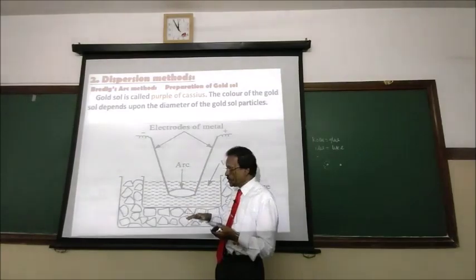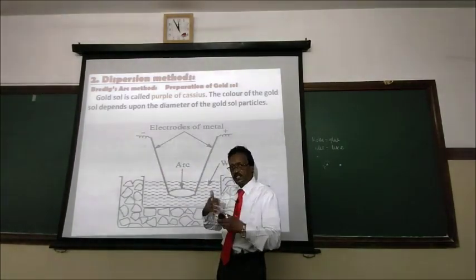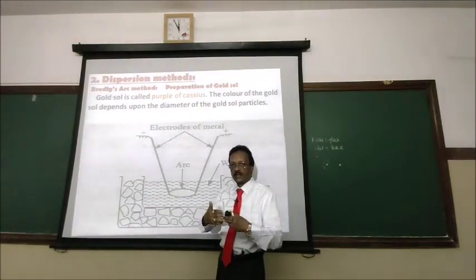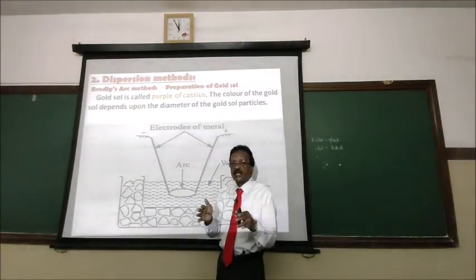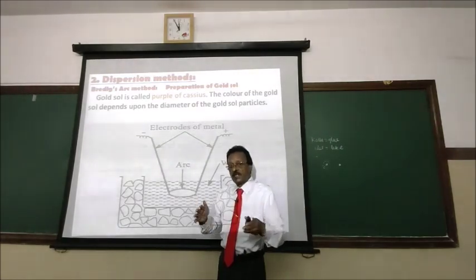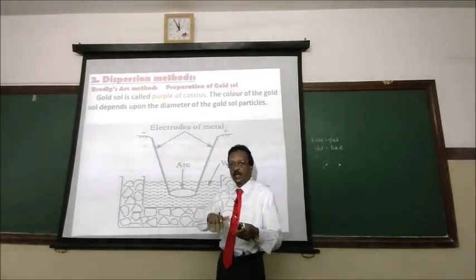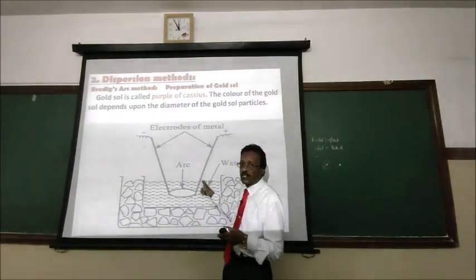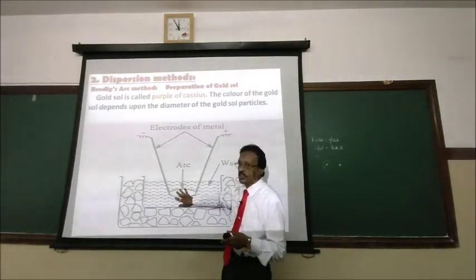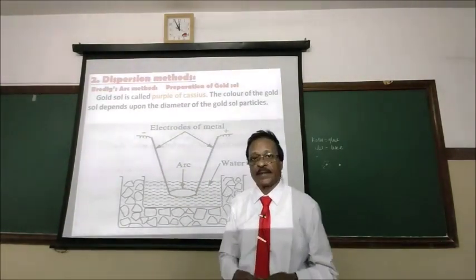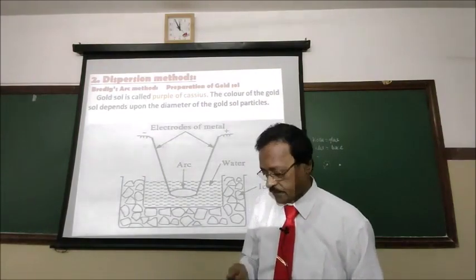So these atoms, what happens? Because of sudden cooling, aggregation takes place. One atom aggregates with another atom, and finally colloidal-sized particles are formed. This aggregation may continue and they may cross the colloidal size. To prevent that, a small amount of alkali like potassium hydroxide is used as a stabilizer to keep the sol stable. So the gold sol can be prepared by Bredig's arc method. Okay?